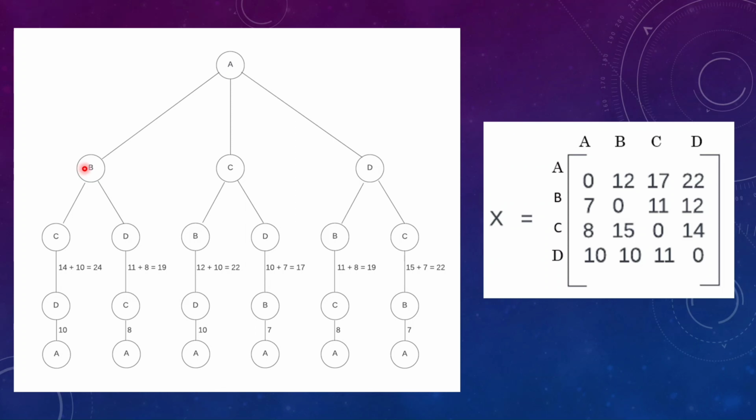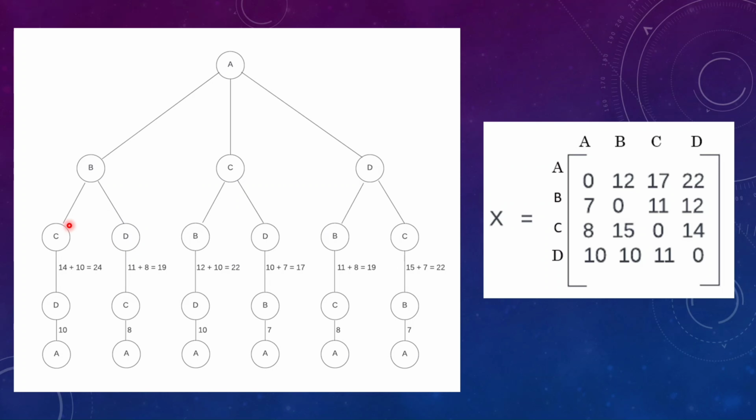Now, the distance when the salesman travels from city B to C is 11 units, and when added with the current total distance of this path, it will give us 11 plus 24 units, which will be 35 units. Similarly, the distance when the salesman travels from city B to D is 12 units, and when added with the current total distance of this path, it will give us 12 units plus 19 units, which will be 31 units.